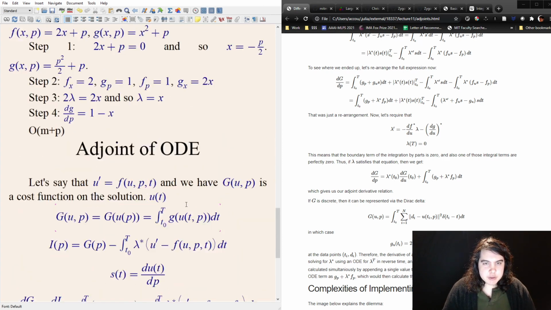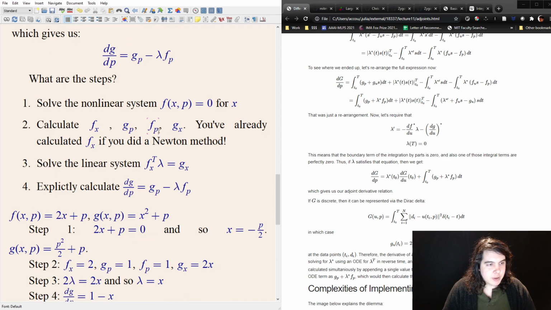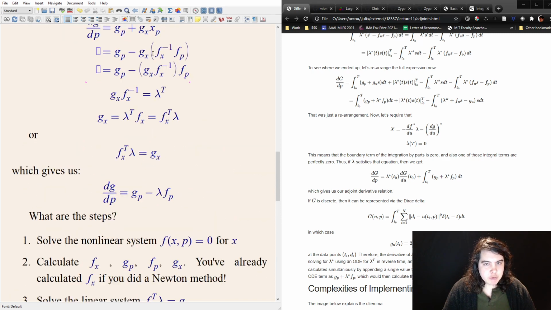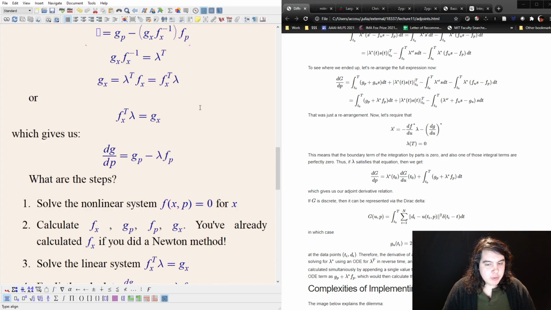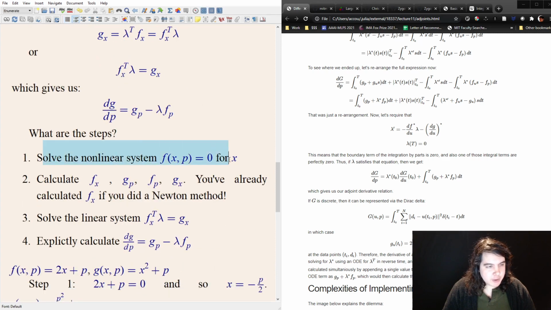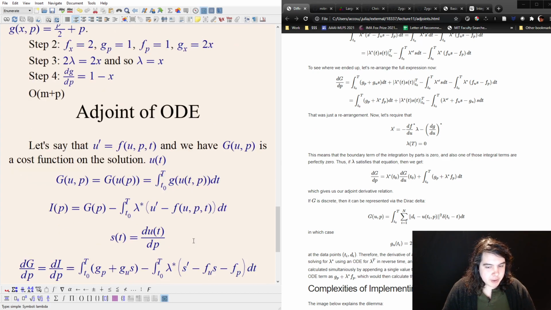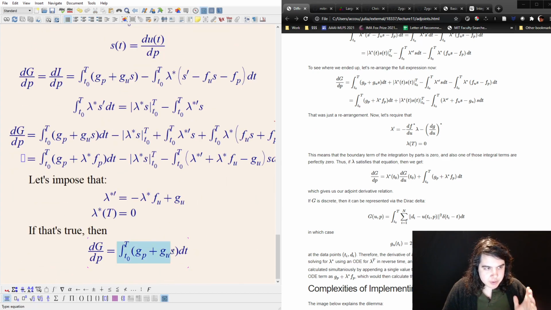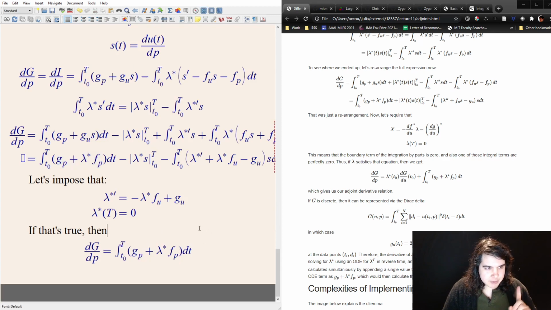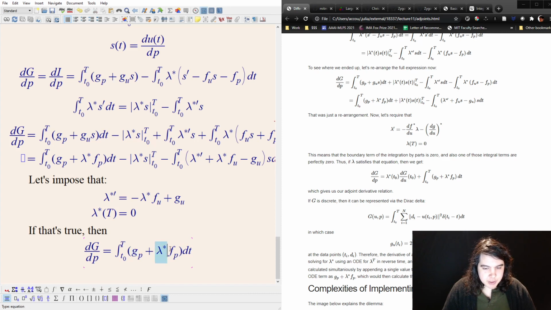So remember that in the nonlinear system, what we did was a derivation to avoid hitting this term, and our new derivation was: solve the nonlinear system forwards, solve a linear system backwards, and then explicitly calculate something. In fact, this equation is exactly the same as the one that we got here. Well, it's fairly close to this thing. Oh, picked the wrong one. Aha. Yeah, so it's this one, right? G sub p plus lambda star f sub p.